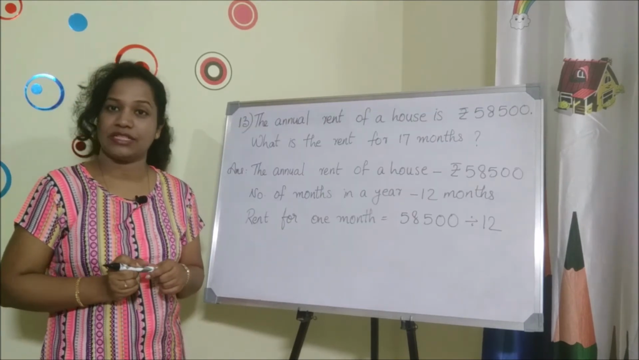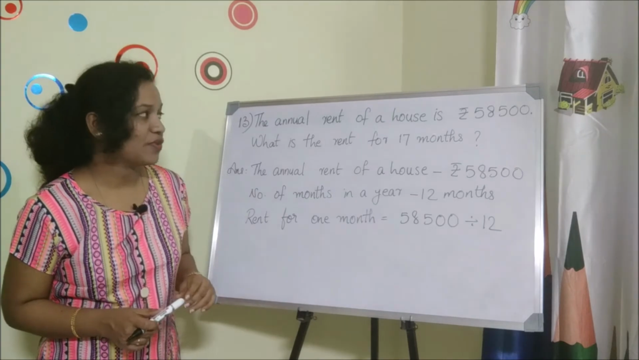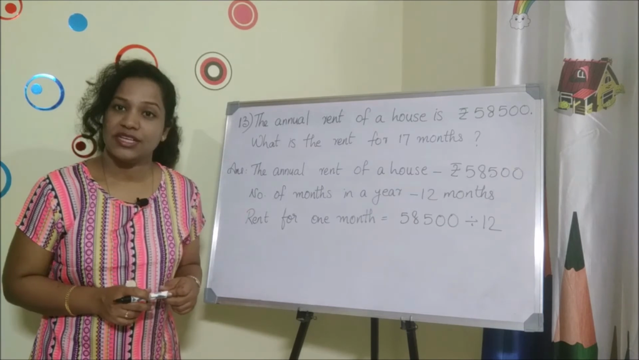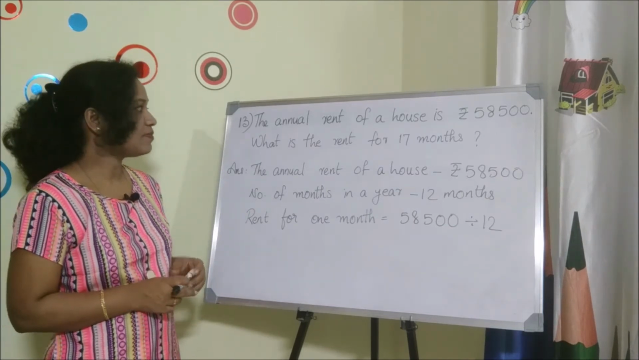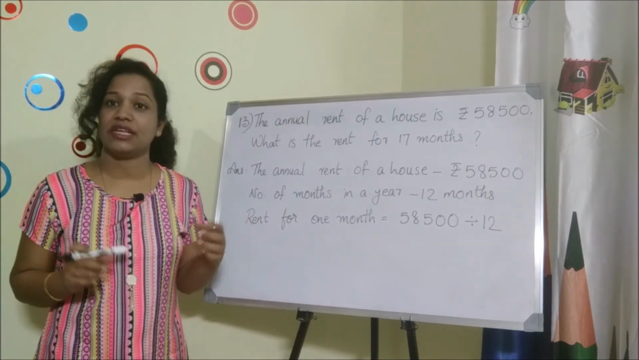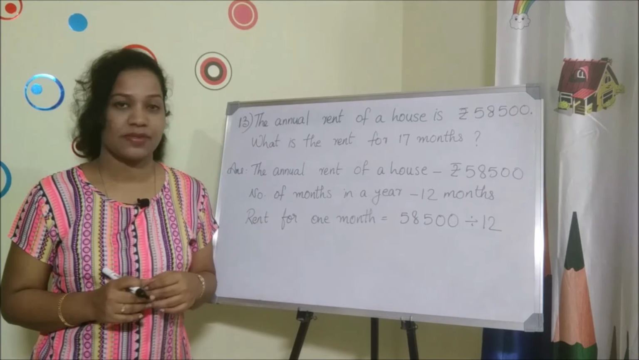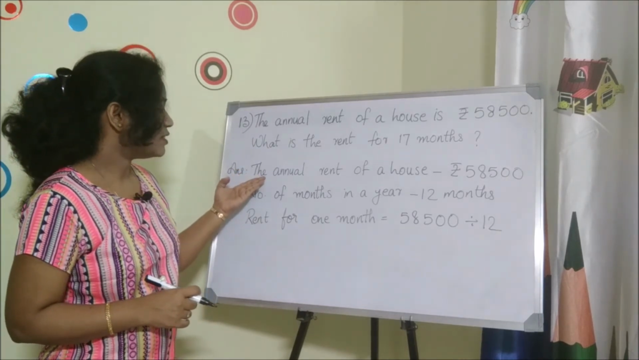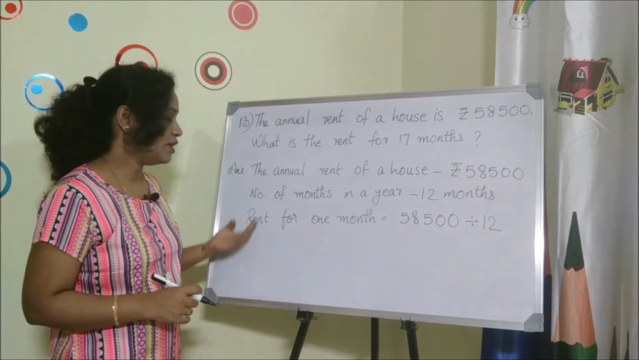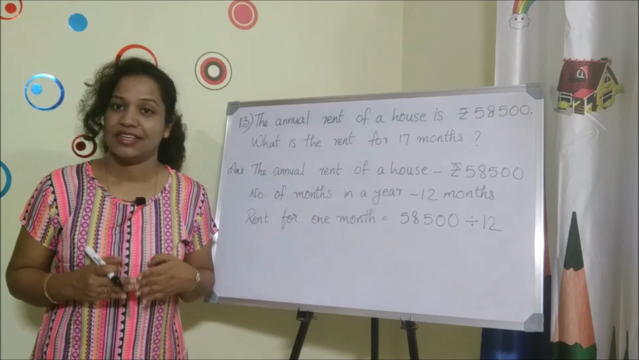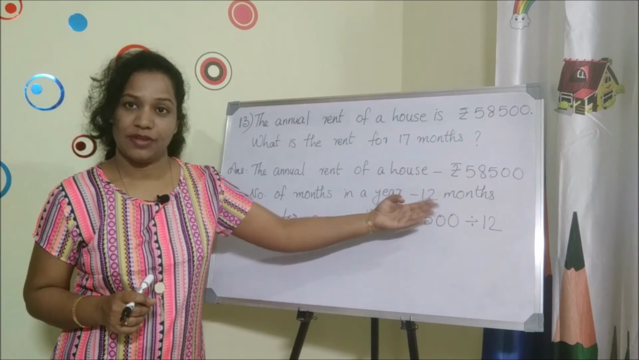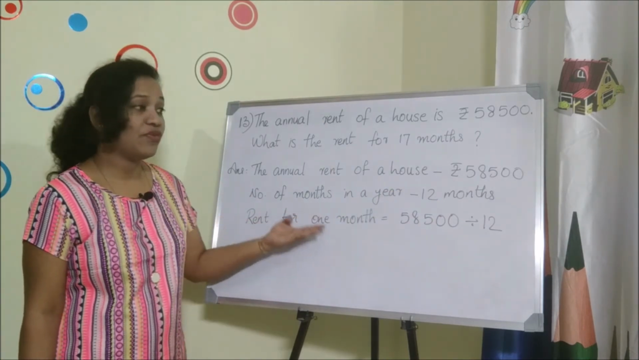Let's take one more example. The annual rent of a house is rupees 58,500. What is the rent for 17 months? So, what is annual rent? Annual rent means rent for 1 year. Okay, so we will write the statements. The annual rent of a house rupees 58,500. How many months are there in a year? Yes, 12 months. Number of months in a year? 12 months. Rent for 1 month.